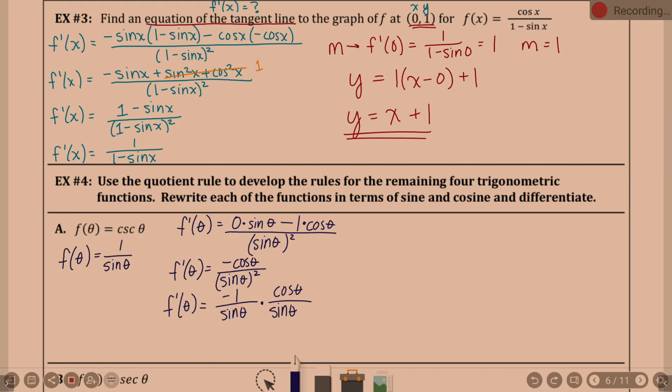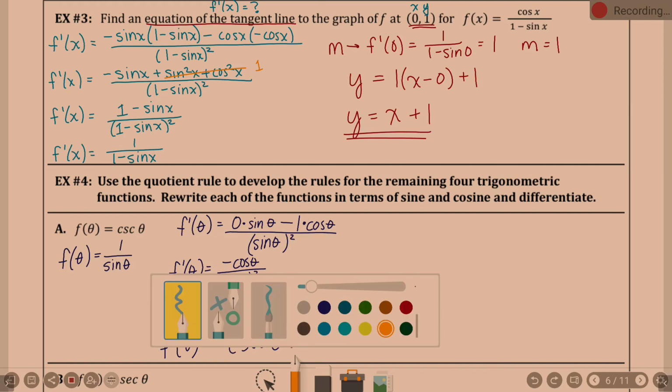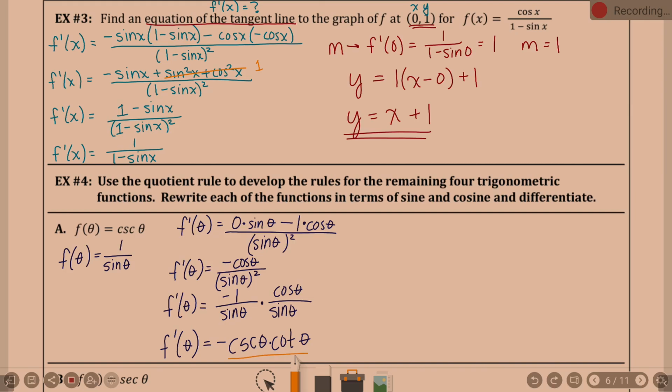And 1 over sine is what? Cosecant. And cosine over sine is cotangent. And so negative cosecant theta cotangent theta is our derivative. So what you're going to memorize is that the derivative of cosecant theta is negative cosecant theta cotangent theta. Okay?